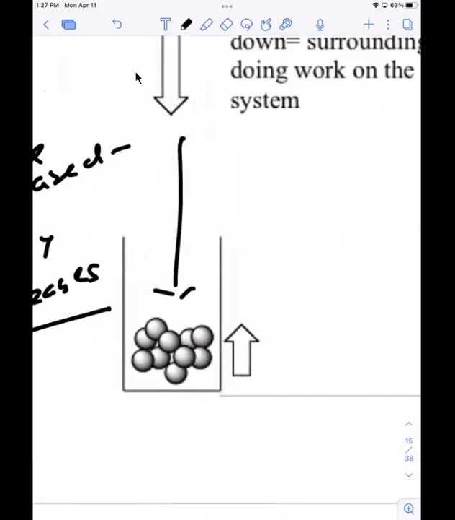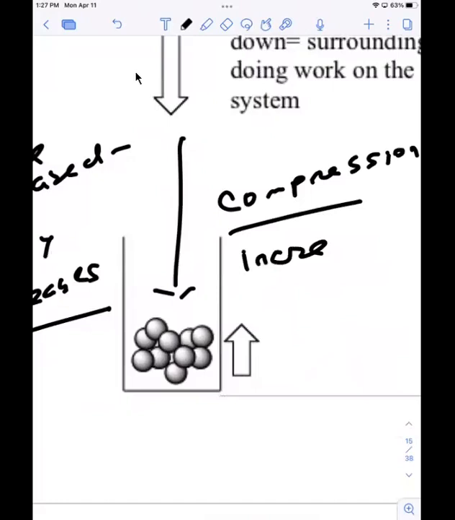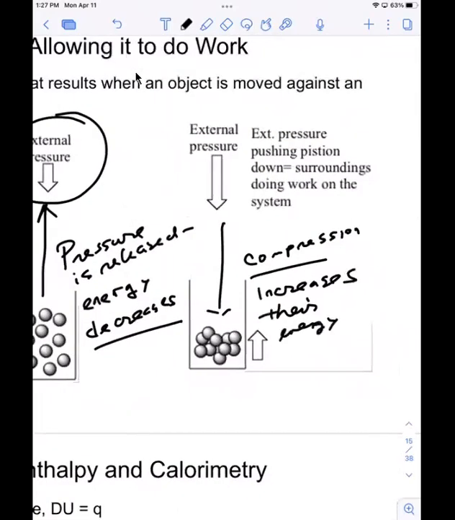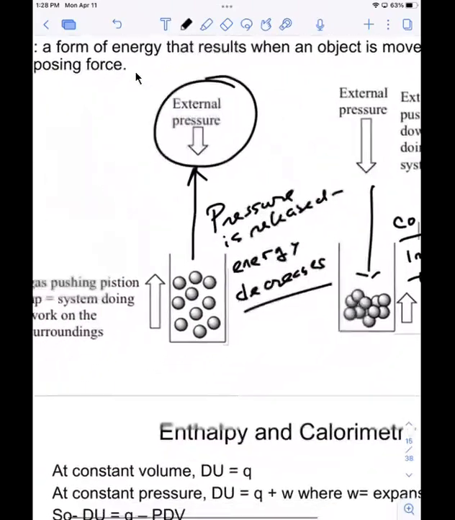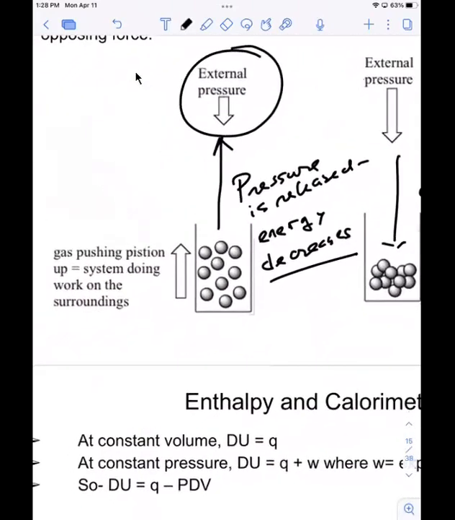Notice here, as I compress these particles, that's going to increase the energy of the particles, right? The more compressed they are, the more they're going to vibrate against each other, and their energy goes up. So when the work is done by the surroundings on the system, you get compression in this case, and energy increases. When that pressure is released, then the energy decreases and the system does work on the surroundings, right?